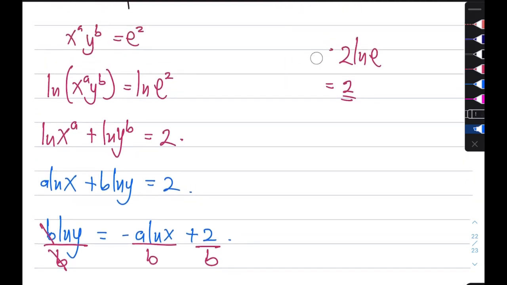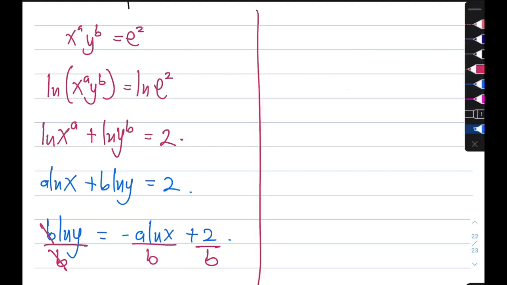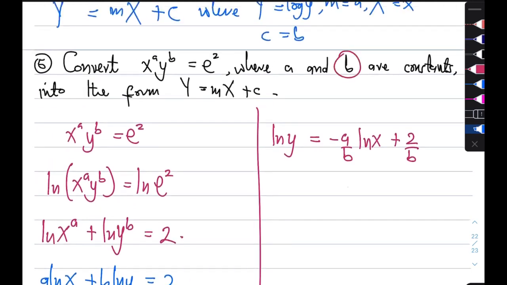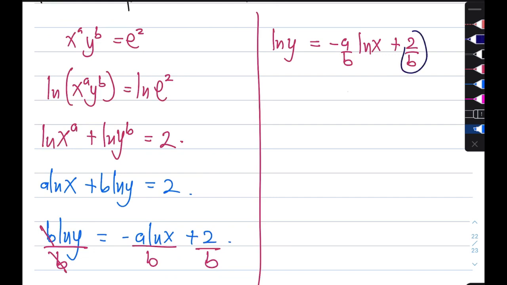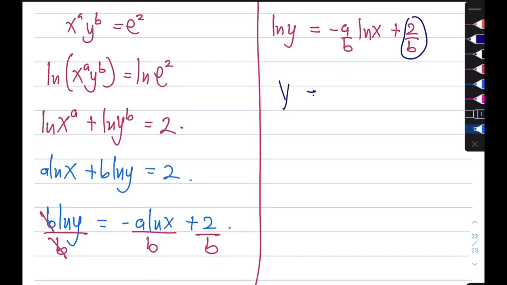let me clean this one and continue the argument here. Okay, so that will give us ln y is equal to negative a over b ln x plus 2 over b. Now, you remember that we were told that b is a constant, so that makes the whole of this a constant, all right? So you have achieved a constant, and therefore you can compare it with y equals mx plus c, okay?